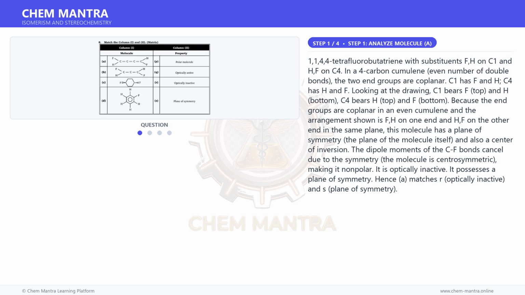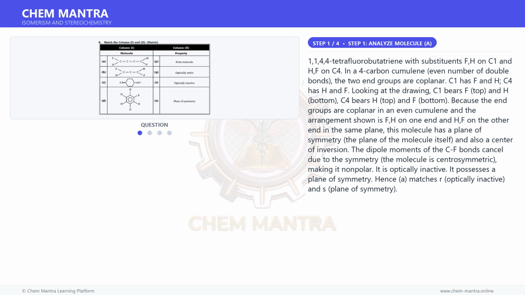1,1,4,4-tetrafluorobutadiene with substituents F, H on C1 and H, F on C4. In a 4-carbon cumulene, with an even number of double bonds, the two end groups are coplanar. C1 has F and H, C4 has H and F. Looking at the drawing, C1 bears F on top and H on the bottom, C4 bears H on top and F on the bottom.